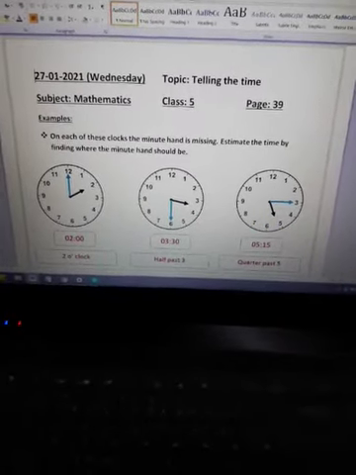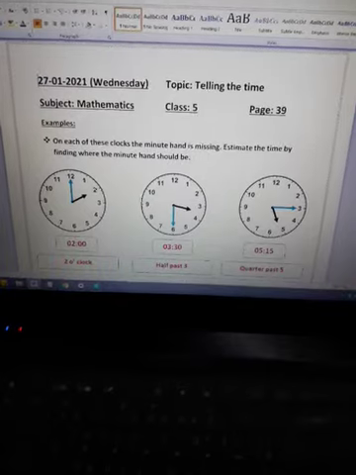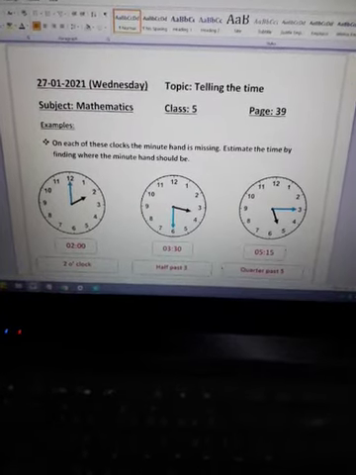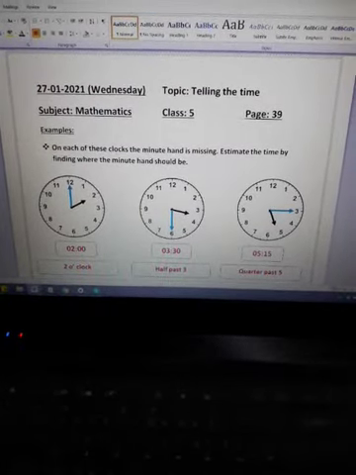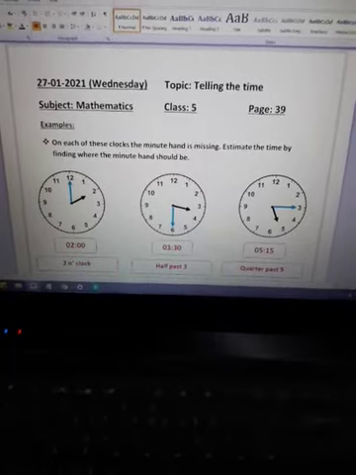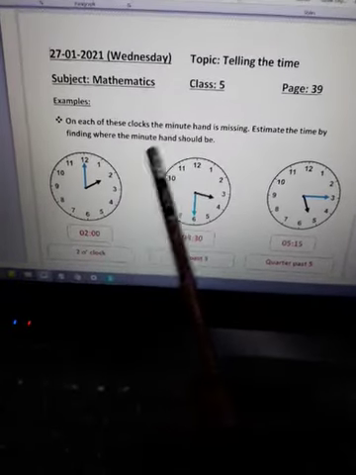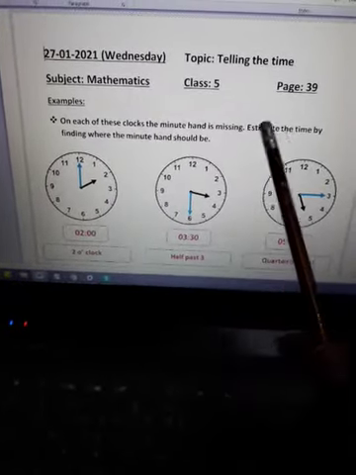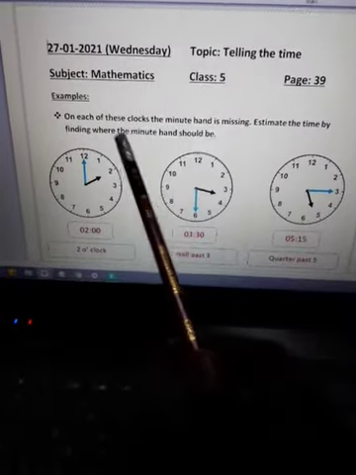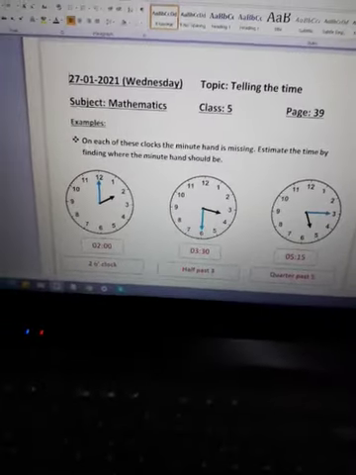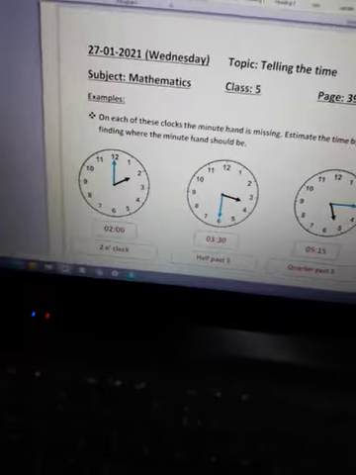How are you all? Today, our topic is telling the time, from page number 39. Before we start the questions from the book, we are going to learn some examples. On each of these clocks, the minute hand is missing. Estimate the time by finding where the minute hand should be.